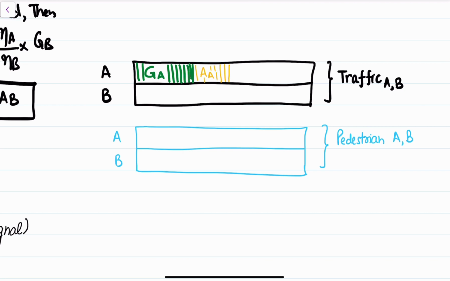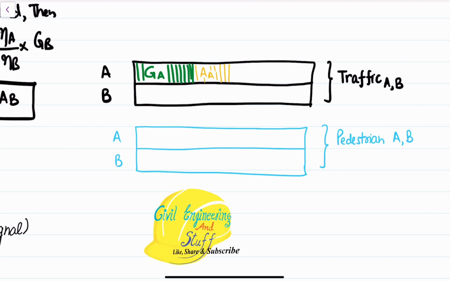If I say I have green time at road A plus amber time at road A, this time will be equal to red at road B, for the traffic at road B. We have discussed this in the previous lectures. You can refer to those lectures if you have any doubt regarding this phase diagram and how to draw it, or you can always ask in the comment section.